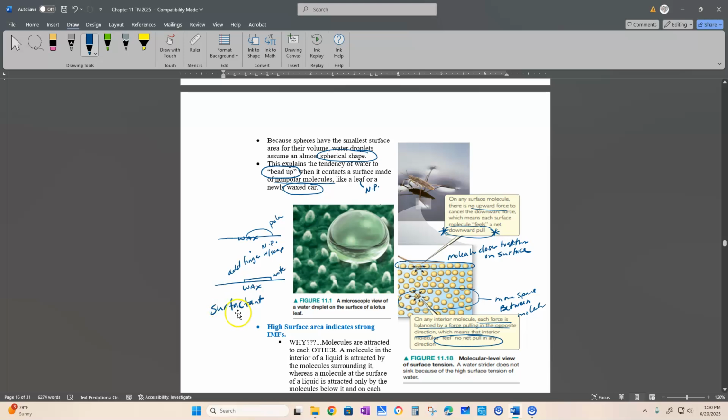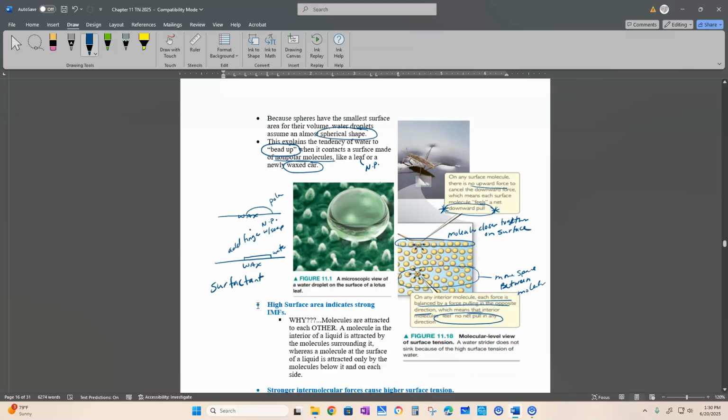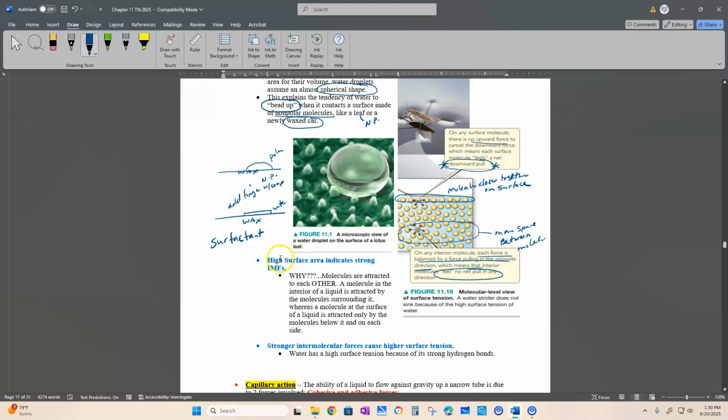And a lot of times, that's why we add soap to clean our dishes, to clean our clothes, to clean the car, is because soap can break the surface tension of fats and oils and water. It's pretty impressive. If you have something that has high surface tension, it means you have high intermolecular forces, aka like water. Okay, water has very high surface tension because of its strong intermolecular forces. Molecules are attracted to each other more. So a molecule in the interior of the liquid is attracted to the molecules surrounding it, whereas the molecule only at the surface of the liquid is only attracted to what's below it.